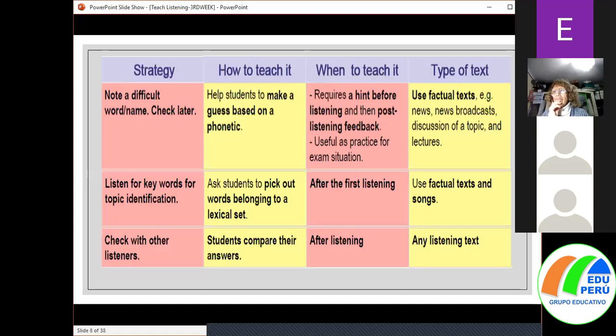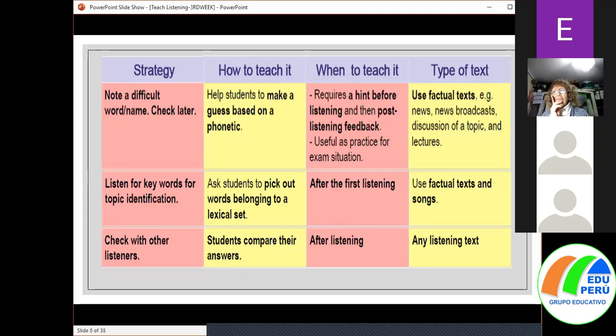Then you have the other strategy: listen for keywords for topic identification. So you must ask students to pick out words belonging to a lexical set. A lexical set is a group of words related to each other. Yeah? This is a lexical set. So they have a relationship, right? So we have some categories. Yeah? So when can you do that?